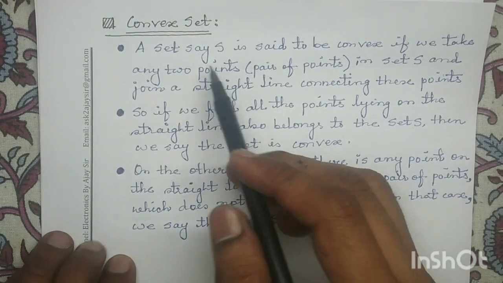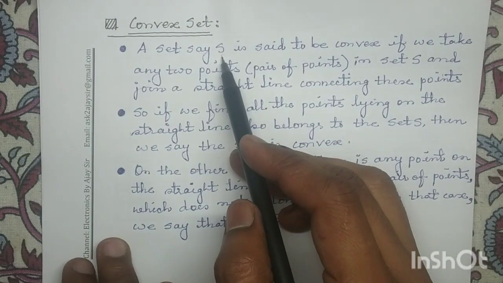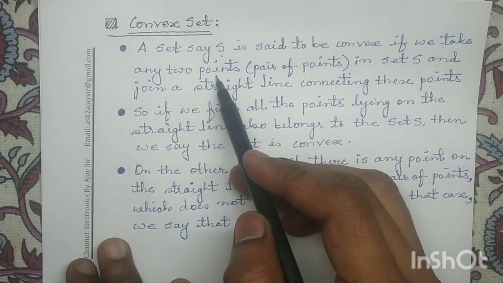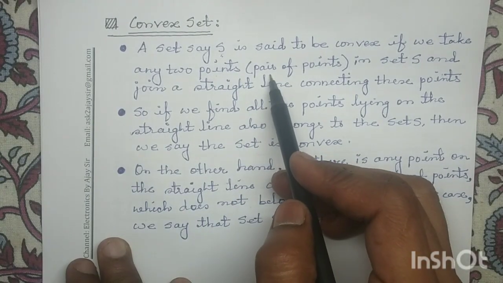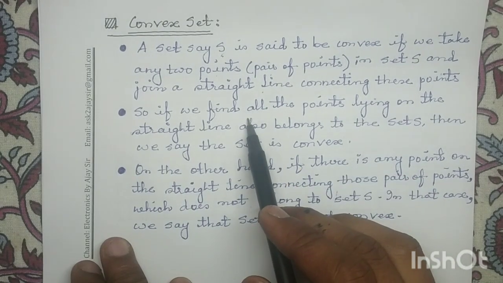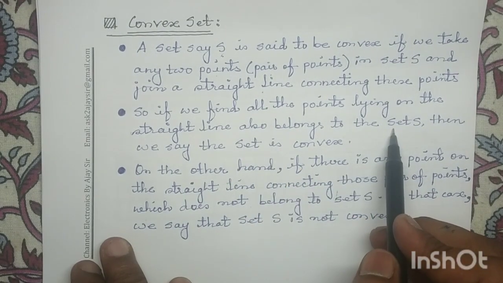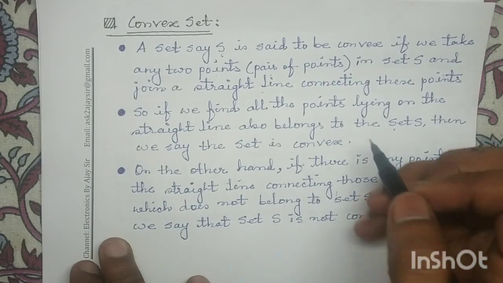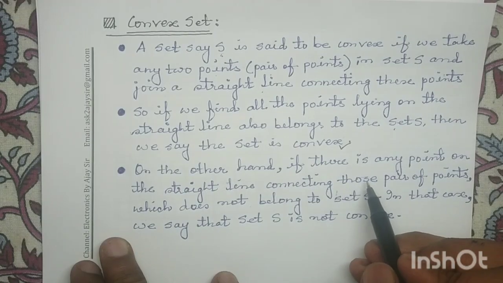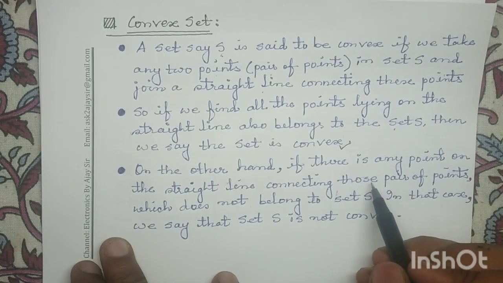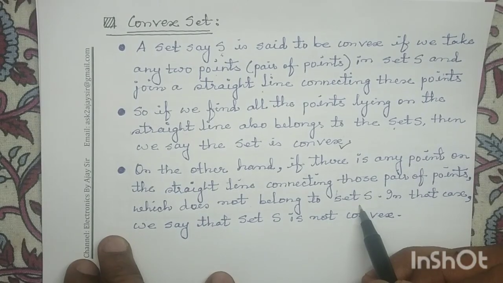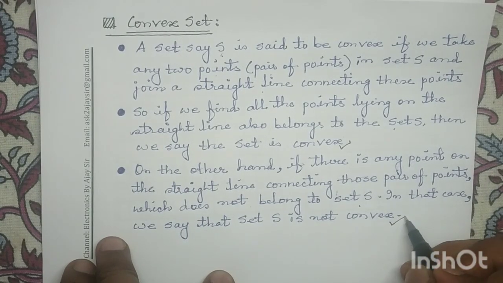So far we have learned, suppose we have an object set S, and in this object set S I choose 2 points, a pair of points, and I connect them with a straight line. If this straight line is passing through the object set, it is passing through the object pixels, we will say the set is convex in nature. On the other hand, if the straight line is not passing through the object set, it is not passing through the object pixels, we will say the set is not convex in nature.